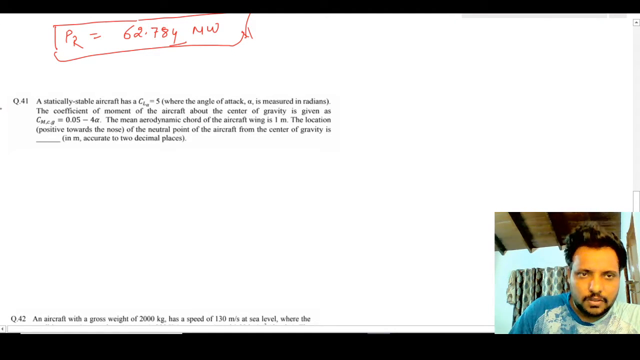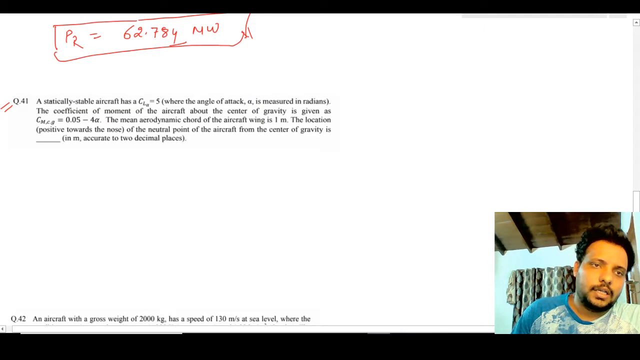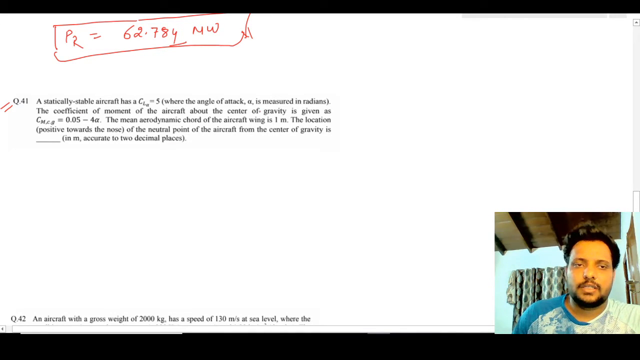Now next is question number 41. If we read the question here, a statically stable aircraft has a CL alpha 5. The coefficient of moment of the aircraft about the center of gravity is given by this equation. The mean aerodynamic chord of the wing is 1 meter. The location is positive towards the nose.